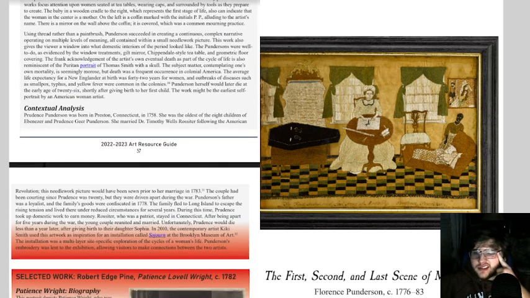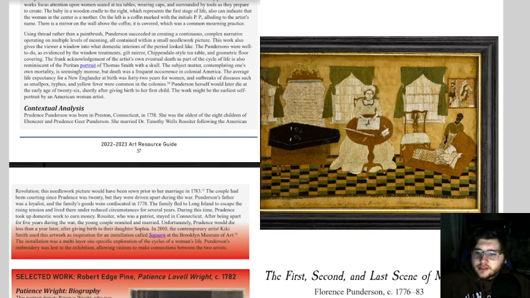Contextual analysis. Prudence Punderson was born in Preston, Connecticut in 1758. She was the oldest of 8 children of Ebenezer and Prudence Gear Punderson. She married Dr. Timothy Rossiter following the American Revolution. This needlework picture would have been sewn prior to her marriage in 1783. The couple had been courting since Prudence was 20, but they were driven apart during the war.